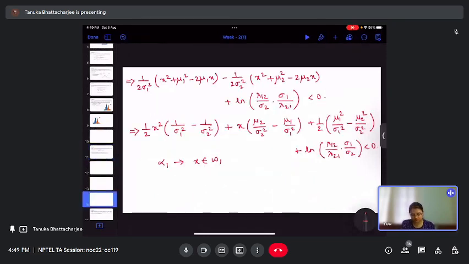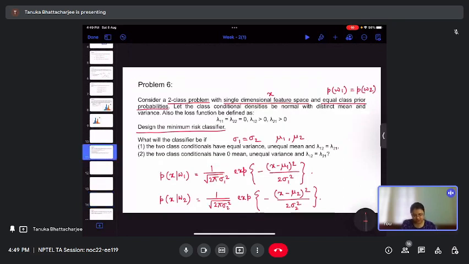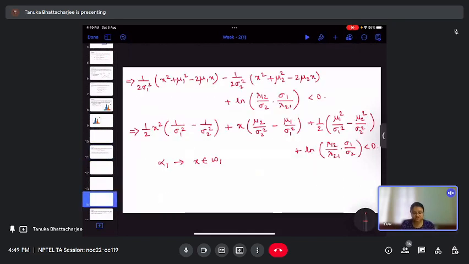So if you put those values over here, so variance is equal, so the first term becomes 0. So here let me write the condition. So here we have sigma 1 equal to sigma 2, mu 1 not equal to mu 2 and lambda 1 2 equal to lambda 2 1. So the first term boils down to 0. This one becomes 0.